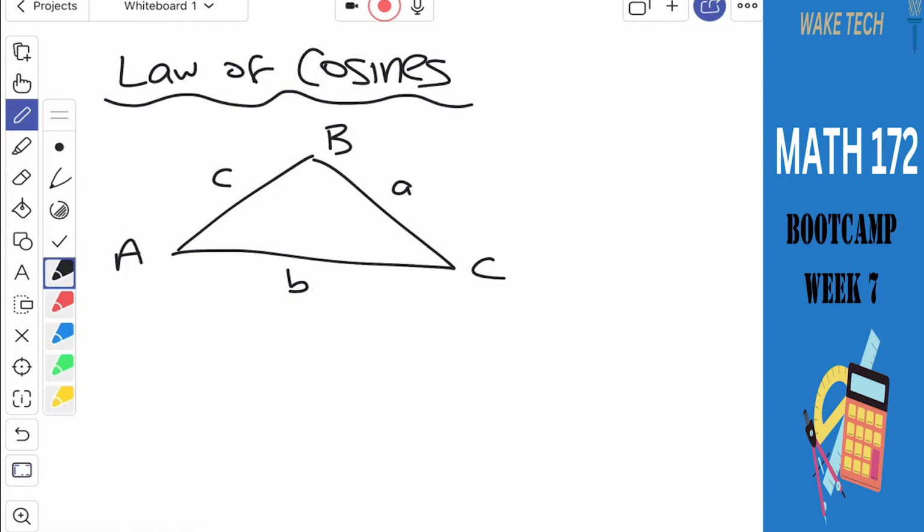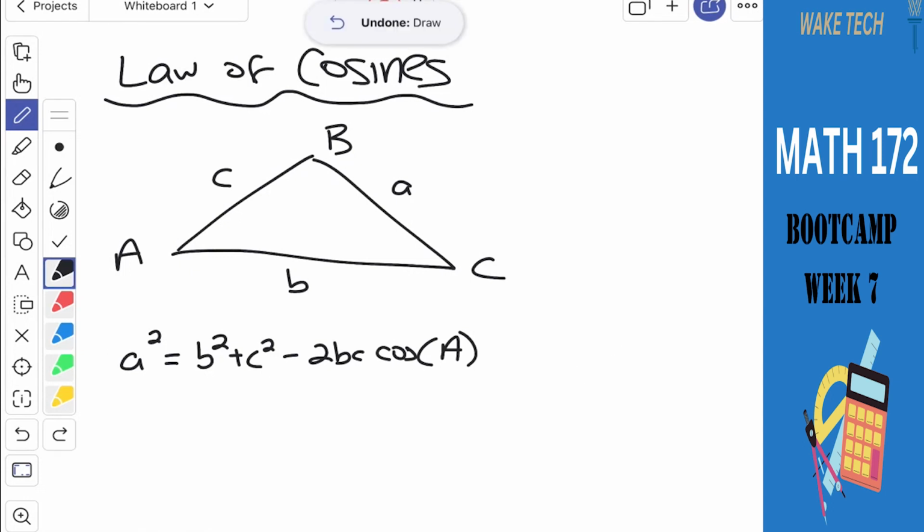So the law of cosines looks a whole lot like the Pythagorean theorem. We would use the law of cosines to find a missing side length of a triangle when the law of sines maybe doesn't work. So a squared equals b squared plus c squared minus 2bc cosine of angle A. That's one version of the law of cosines.